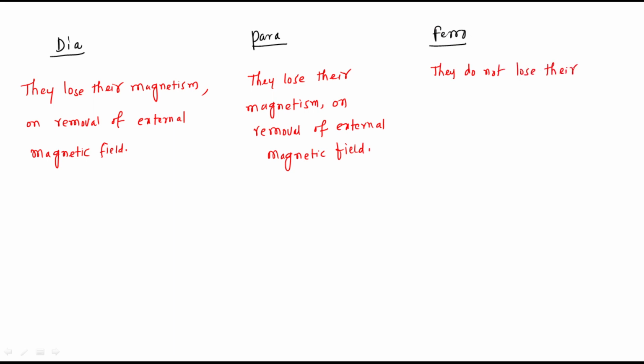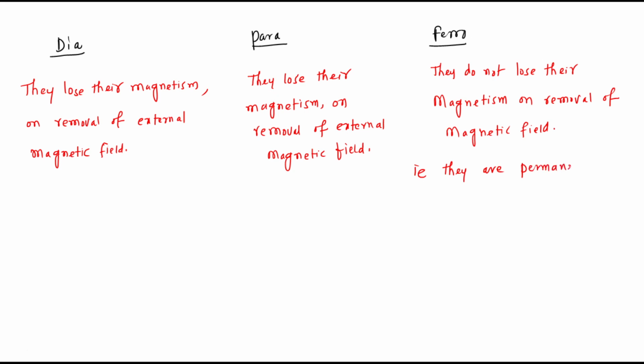Ferromagnetic materials do not lose their magnetism on removal of the magnetic field. So irrespective of the magnetic field, they can retain some magnetism, that is, they are permanent magnets. So the permanent magnets are nothing but ferromagnetic materials.